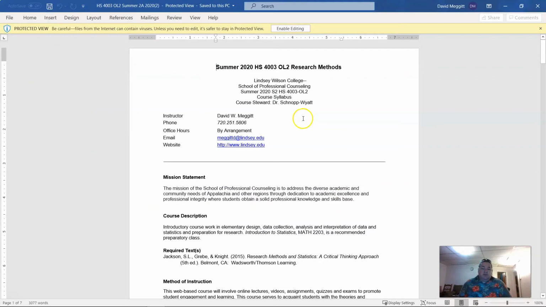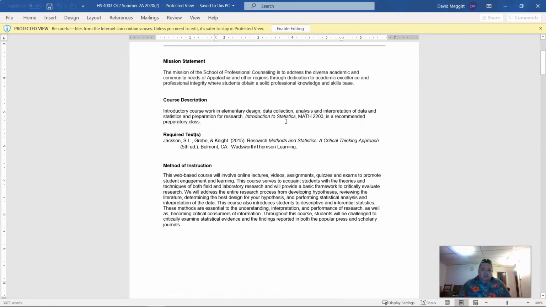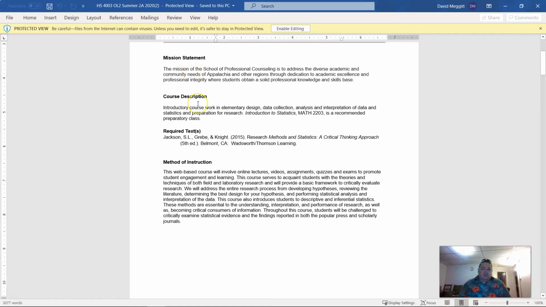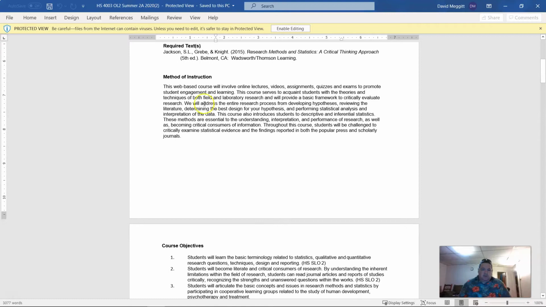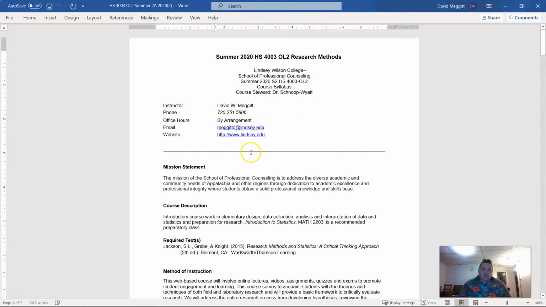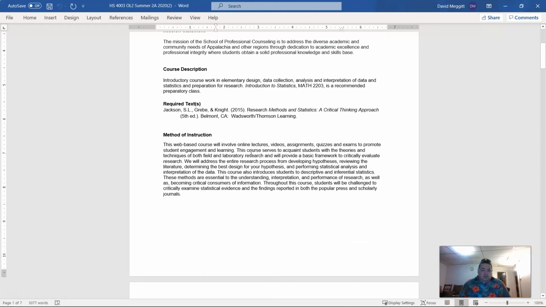So as you can see, there's my information as well as my email and the mission statement of the school, the course description, and the required text, which we just went over. This is a web-based course, so it will obviously really depend on you to keep on top of things. I'll send out emails if you get behind.